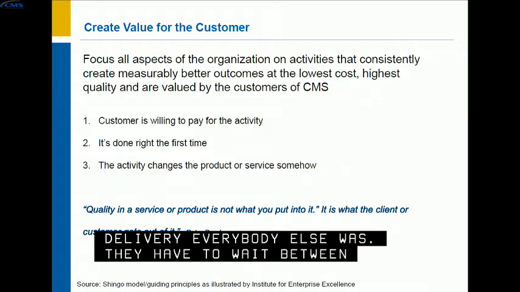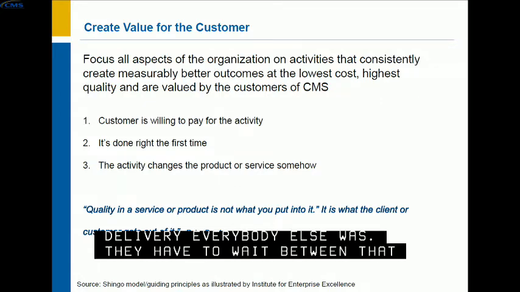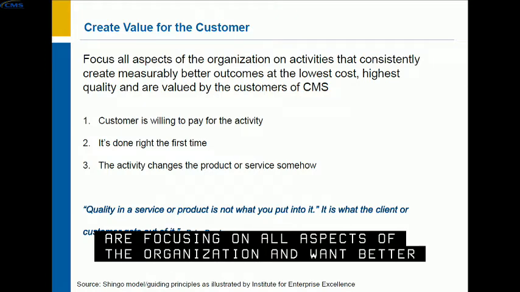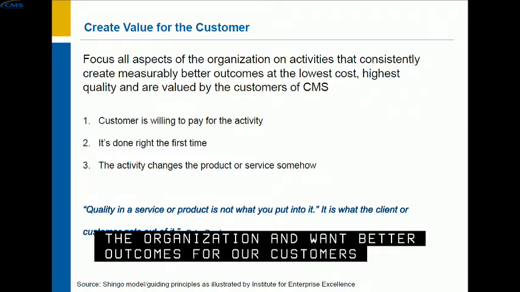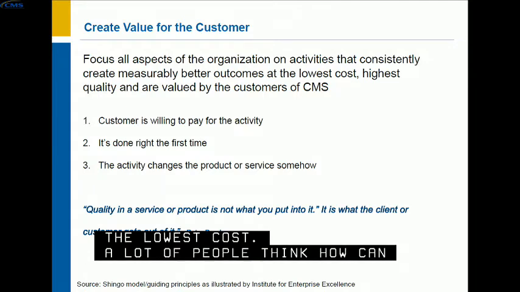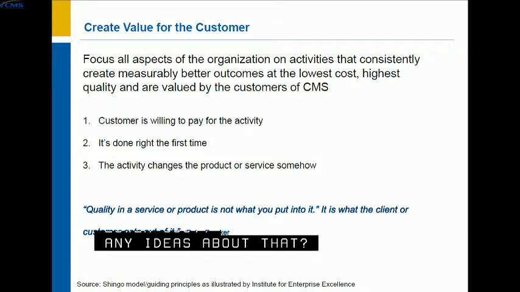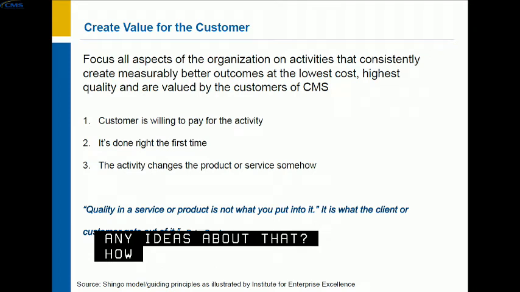So in focus for the customer, we are focusing on all aspects of the organization, and we want better outcomes for our customers at lowest cost. And a lot of people think, how can you possibly get perfection with lower cost? Any ideas about that? How do you get better and it costs less?